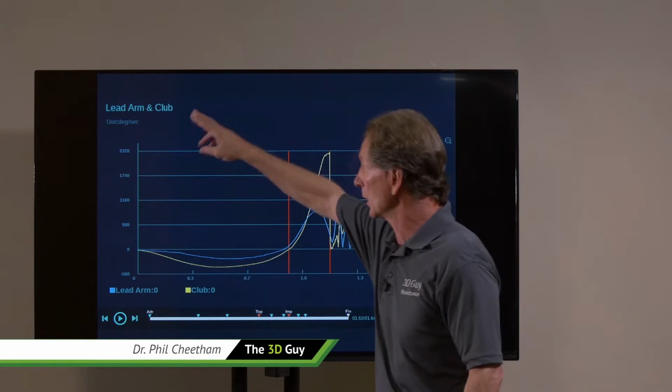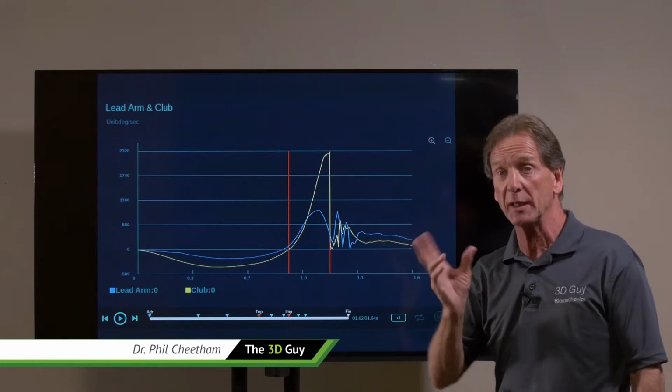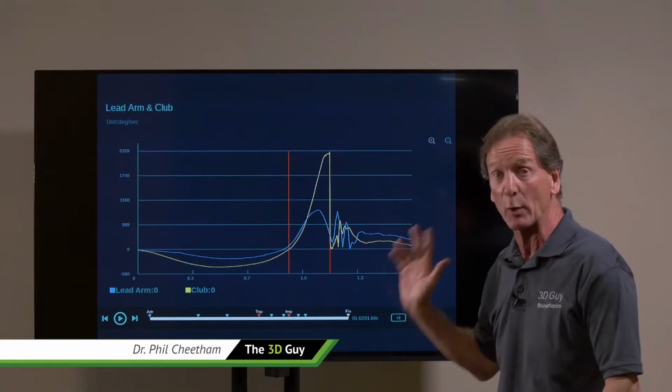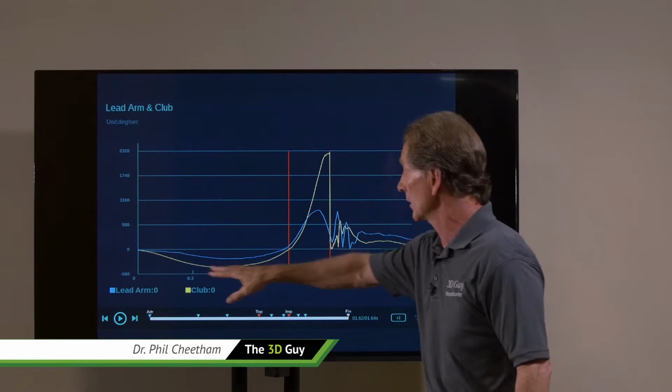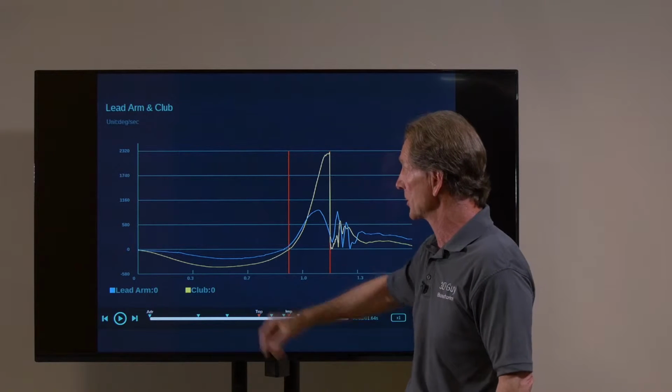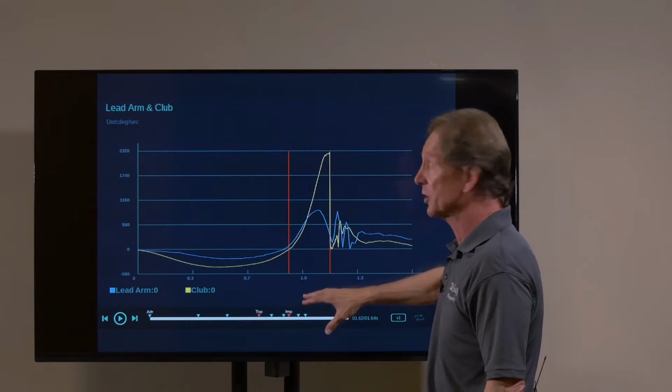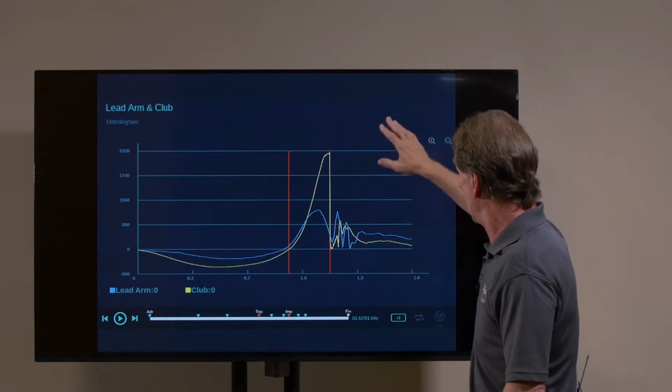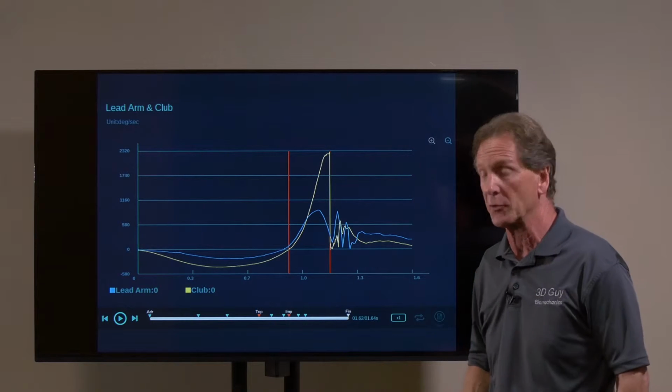Just to remind you, along the vertical axis we've got turning or swinging speed. In this case it's swinging speed. And along the horizontal axis we've got time through the swing. The first portion shows us backswing, the next portion shows us downswing, and the final portion shows us follow through.